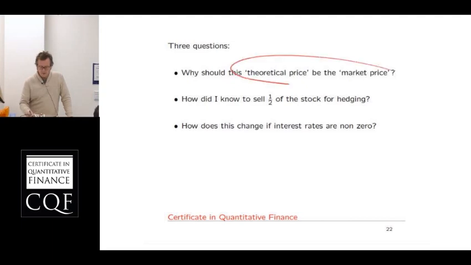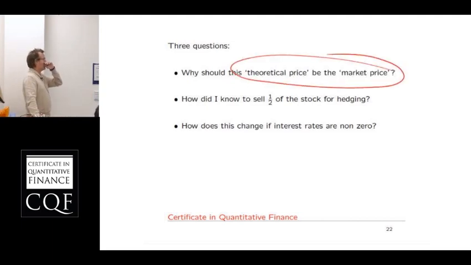Why should the theoretical price be the market price? That is what I mean by that: I've come up with a theoretical price of 0.5. How does the market know to price it at that value? Well, the idea goes like this.